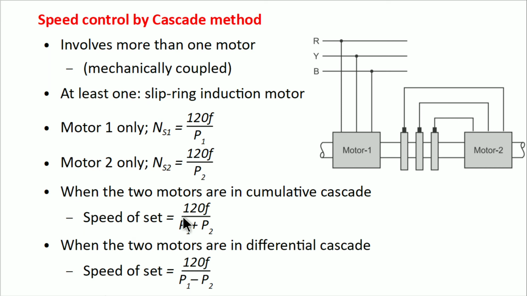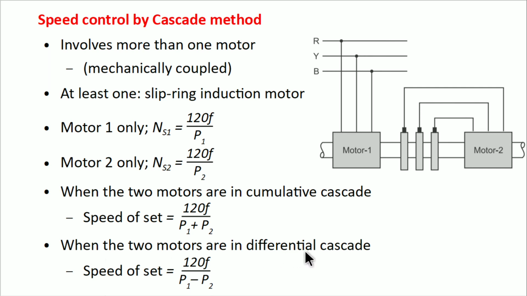Then the speed of the set will be 120 F over P1 plus P2. We can calculate from the number of poles of this motor what will be the speed in cumulative cascade.